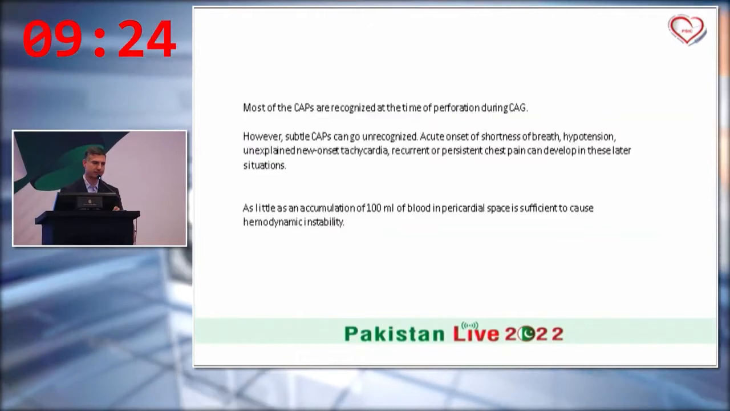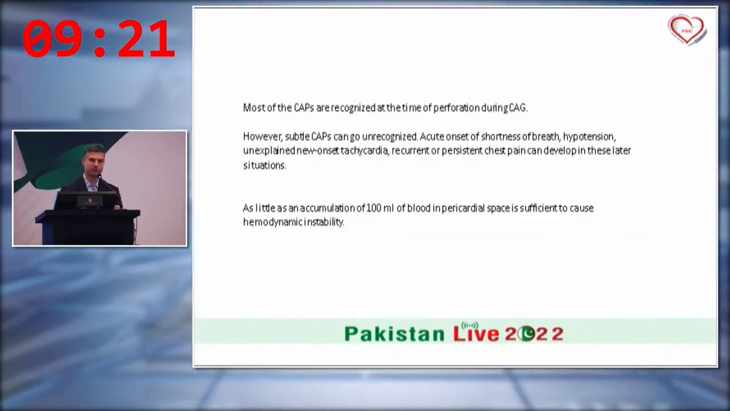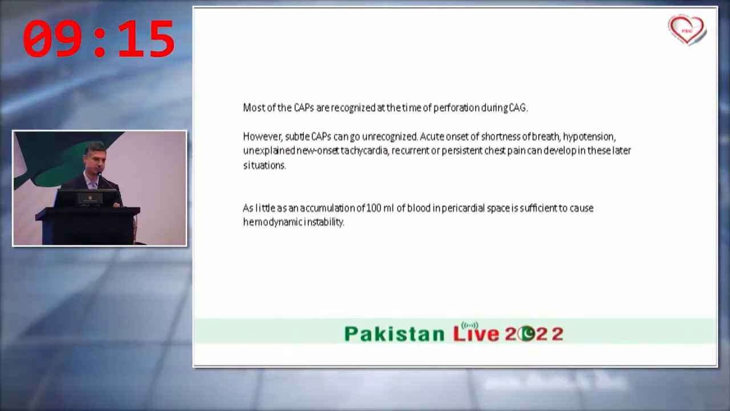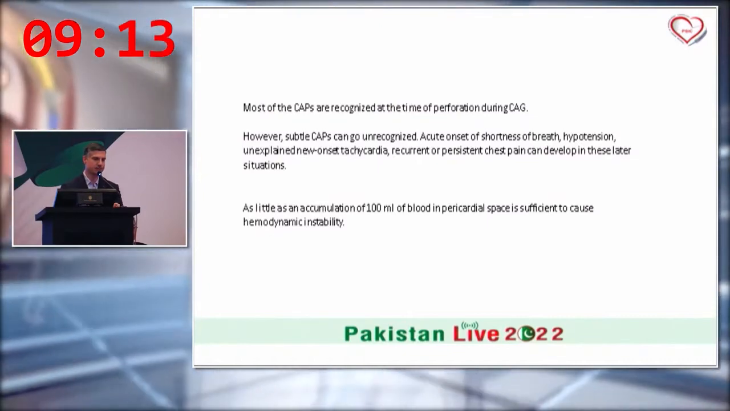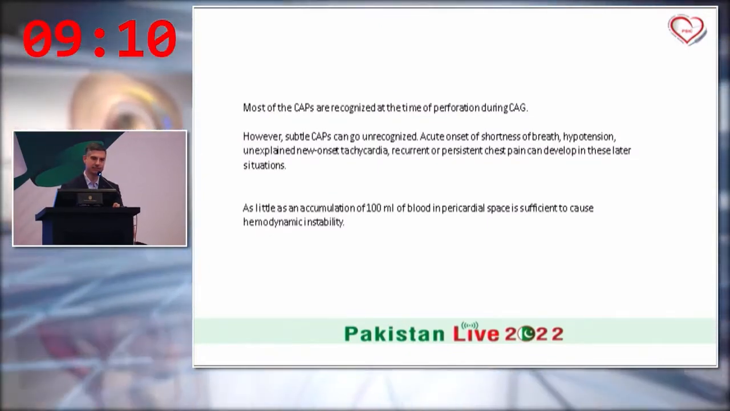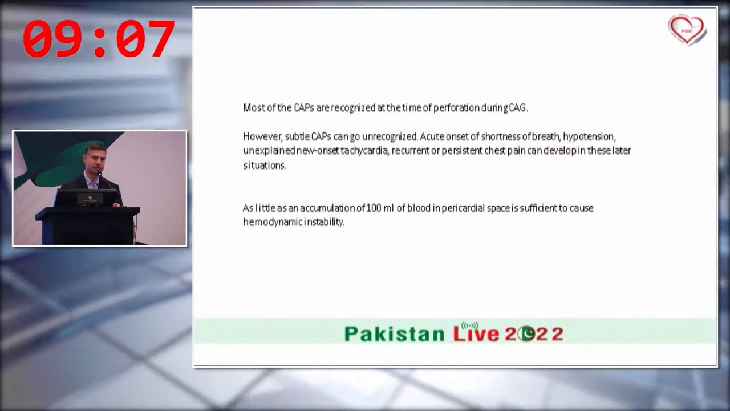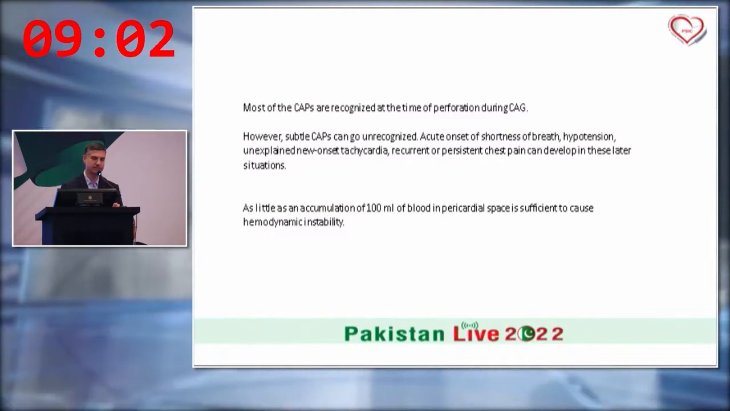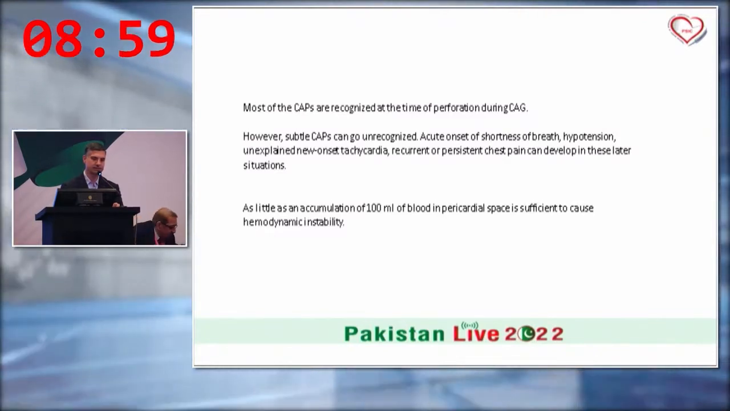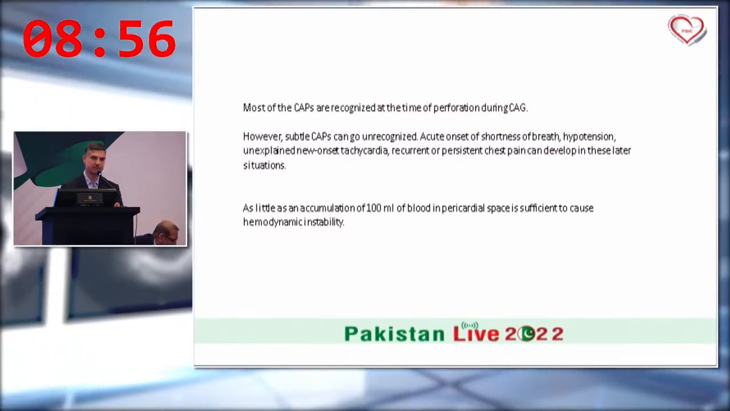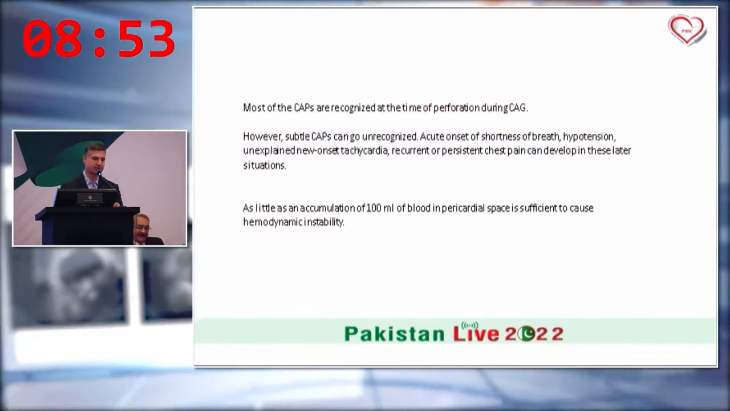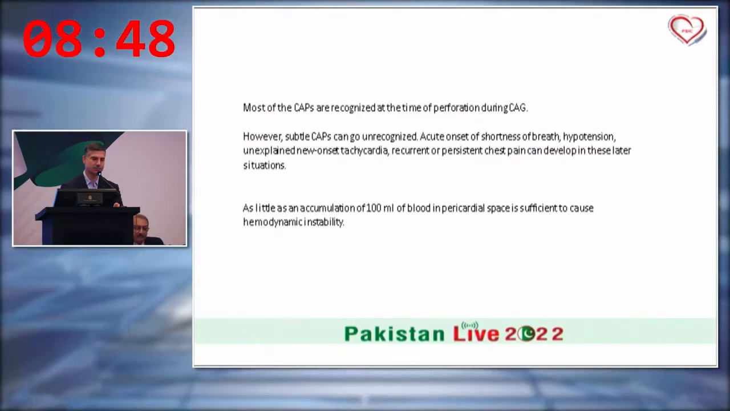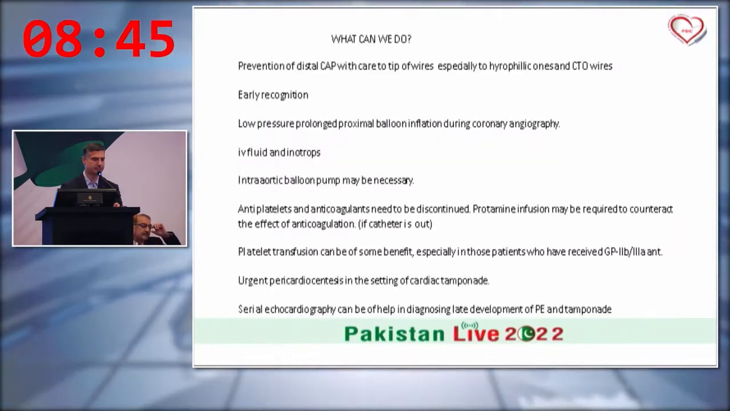Most coronary artery perforations are recognized at the time of coronary angiography. Early recognition of the case is important for acute management. However, in subtle cases, it may be unrecognized, and during follow-up in wards or in the coronary care unit, acute onset of shortness of breath, hypotension, and unexplained new tachycardia may be related to this, and it may be recognized later with diagnosis of pericardial effusion on echocardiography.